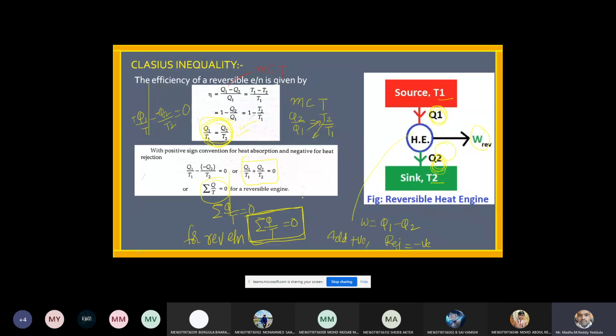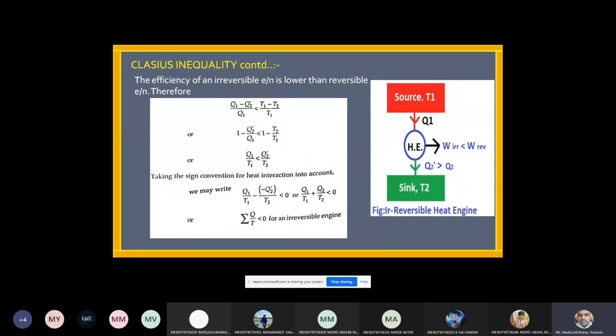Okay, now we will see the irreversible engine. Always we know the efficiency of an irreversible engine is less than a reversible engine. Yes or no? The efficiency of an irreversible engine is lower than a reversible engine. Now observe this figure carefully. Let this heat engine be an irreversible engine, which means I can't operate this as a pump or refrigerator.